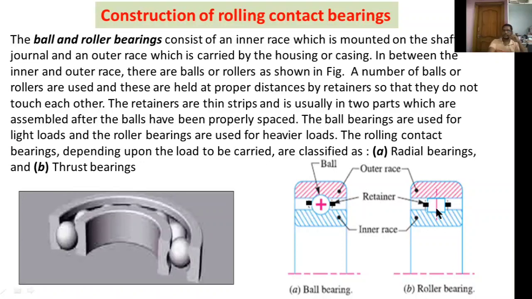Okay, high contact area, therefore it carries heavy loads, whereas balls have less contact area. That's why balls carry less load. So the ball bearings are used for light loads, and the roller bearings are used for heavier loads.